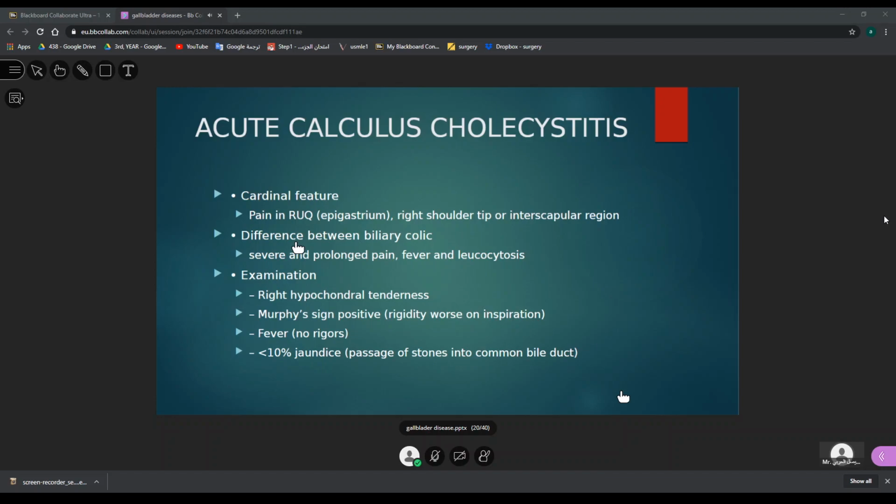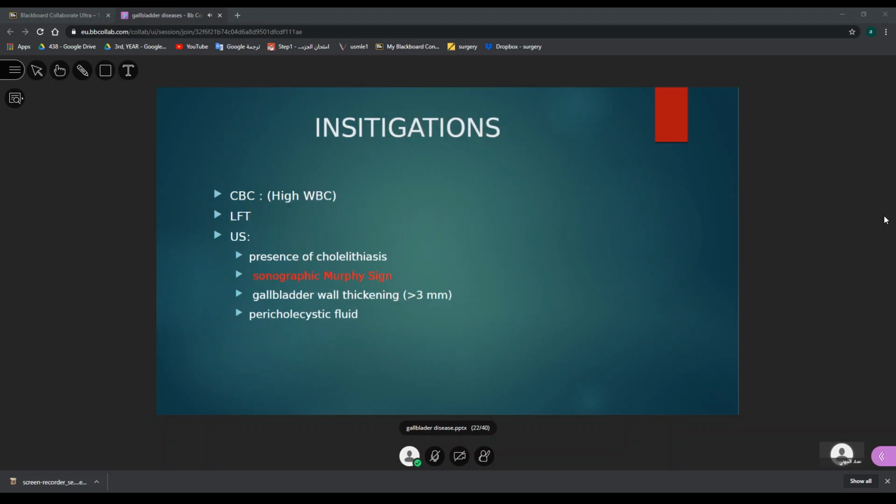Investigation for the gallbladder or acute calculus cholecystitis: CBC, or complete blood count, we will find the patient has high WBCs, white blood cells. LFT, which is liver function test, and ultrasound. In ultrasound, we have certain findings. What are they? Presence of cholelithiasis, which is presence of stone, sonographic Murphy, gallbladder wall thickening of more than 3 millimeters, and pericholecystic fluid. These findings are the sonographic features of cholecystitis.